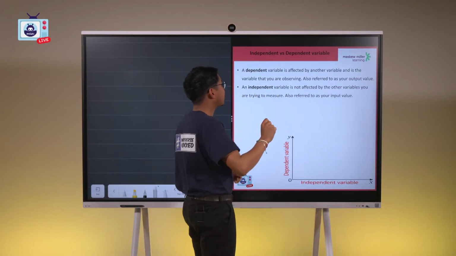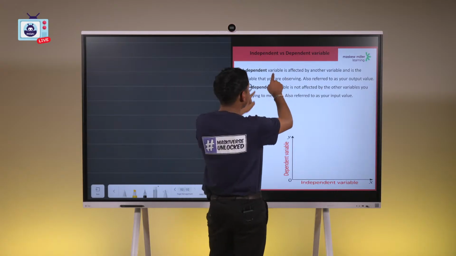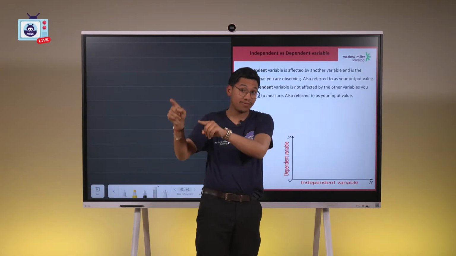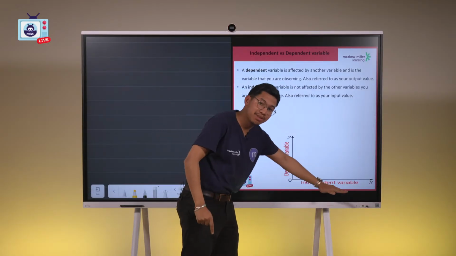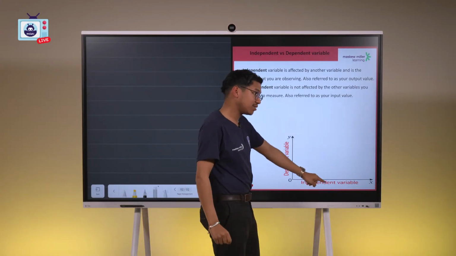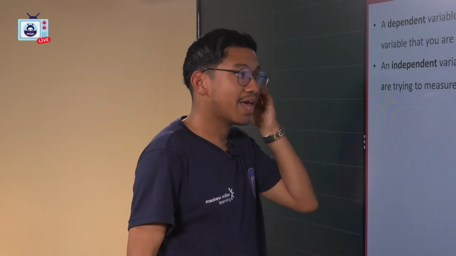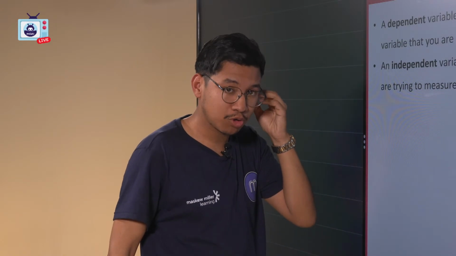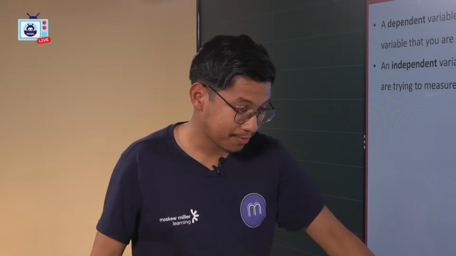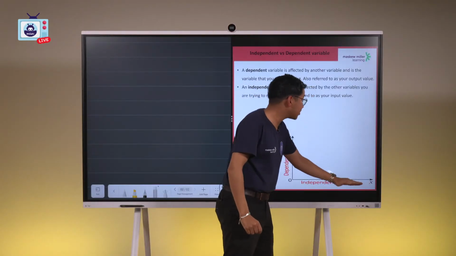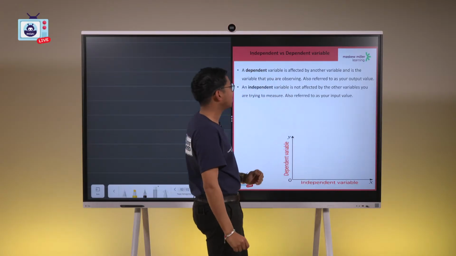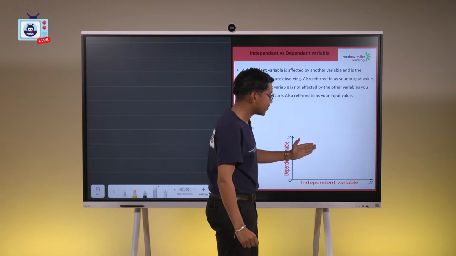But what's very important here is to understand that this dependent variable is affected or manipulated by another variable, which is what? Which is your independent variable. And it says there for independent variable, this variable is not affected by another variable, and it is referred to as your input value or your x value. Very important. And this over here is the variable that is what? Not manipulated. So manipulated versus not manipulated. The one that is affected versus the one that is not affected.